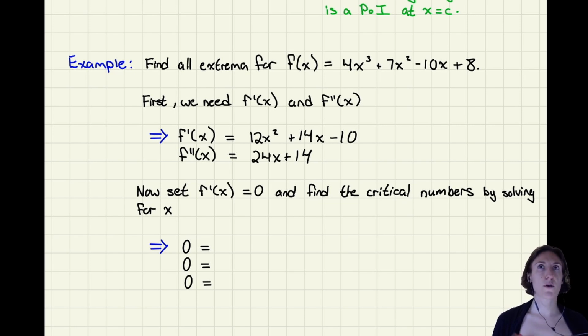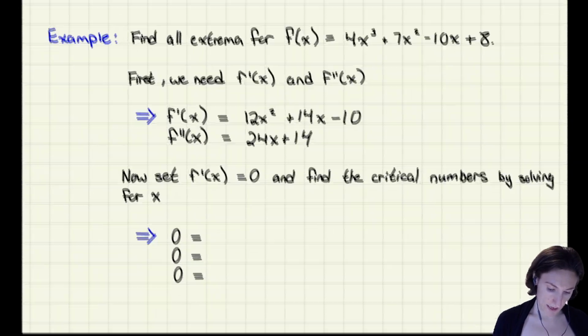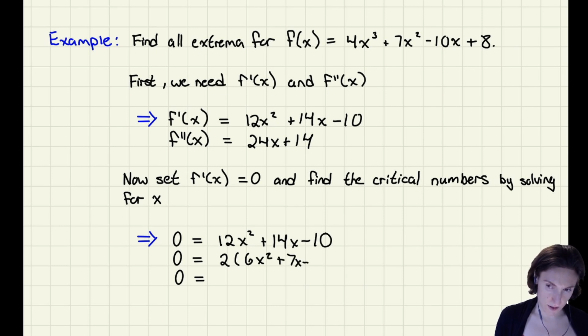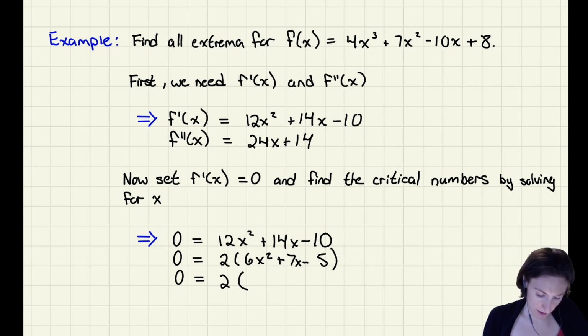Okay, this is a polynomial. We don't have any issues with discontinuities. So let's set this equal to 0, the second derivative, but also the first derivative, because now I also need my critical points. My first derivative was the 12x squared plus 14x minus 10. I'm going to factor out a 2. So I'm going to get 6x squared plus 7x minus 5. If we factor this, you can do it with the quadratic equation if you want to, or if you're good with factoring, you can just state the answer.